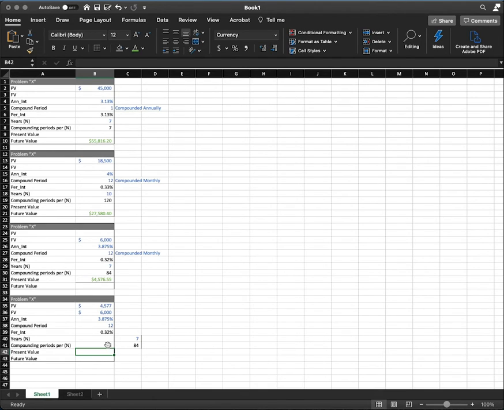Now, if we want to convert that to years, what we can do is we can take this and just divide it by 12, and we can get back to our years. Okay, so that's how you can back into your compounding periods. Make sure that you are accounting for the adjustments, whether it's monthly compounding, quarterly, daily. You have to make those adjustments in the calculation. And then if you're trying to go back to annual, you have to convert it back.